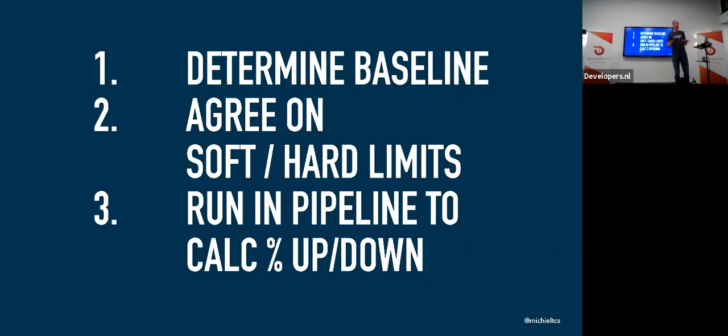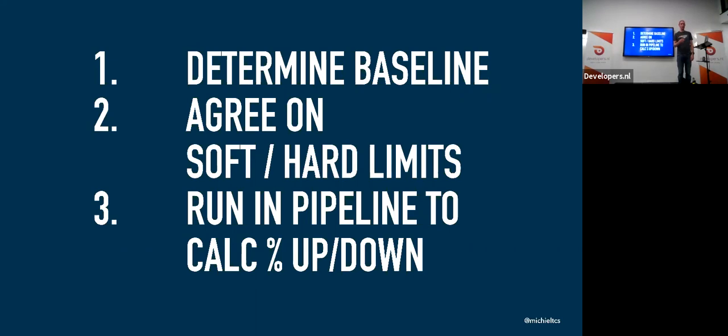And then we start agreeing on some soft and hard limits. What I mean with that is, when do we want to fail the pipeline? Is that if we go 5% slower, if we get 10% slower, or worse? What is our cutoff? What do we find acceptable, and what do we find not acceptable? And once we have agreed on that, then we can run this in the pipeline. We build our code, we deploy it in an environment, and then we run that same test that we did in the first step, and then we see whether we are going up or down, and how much.